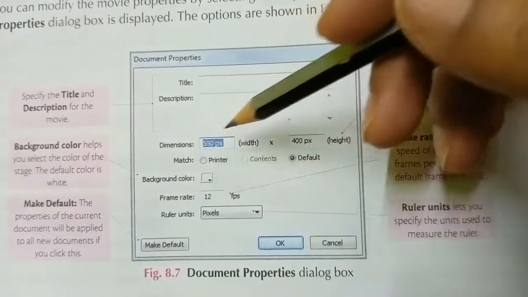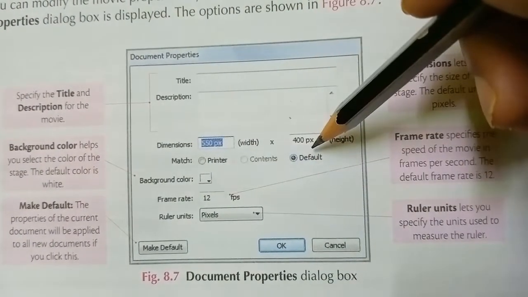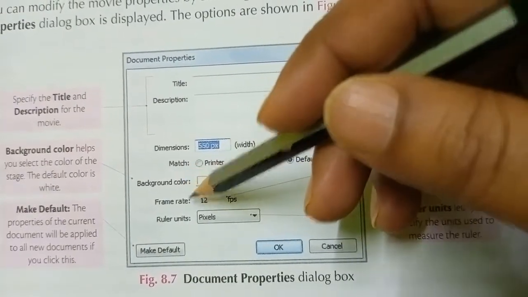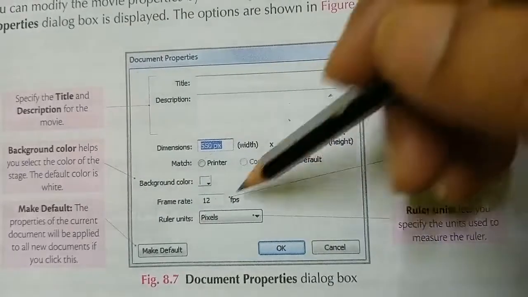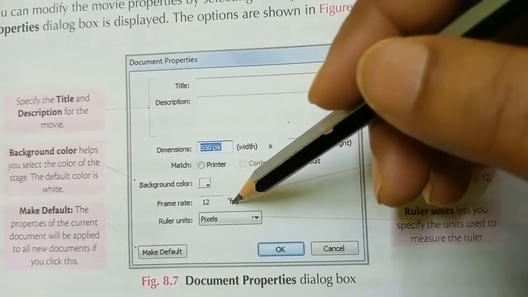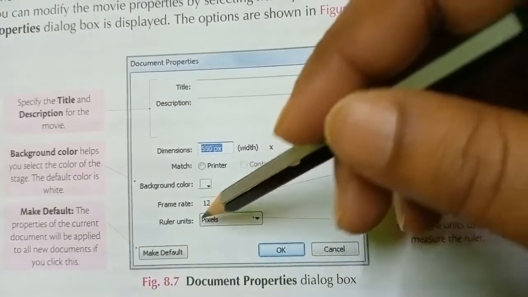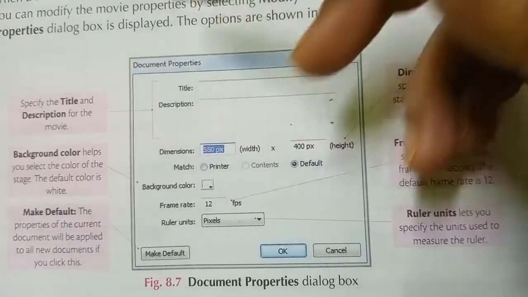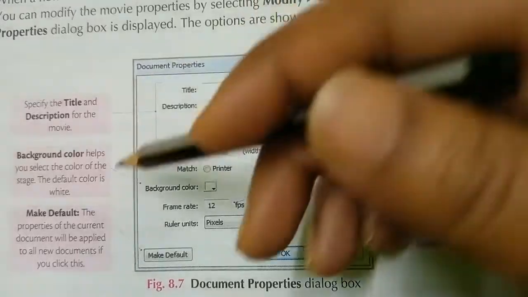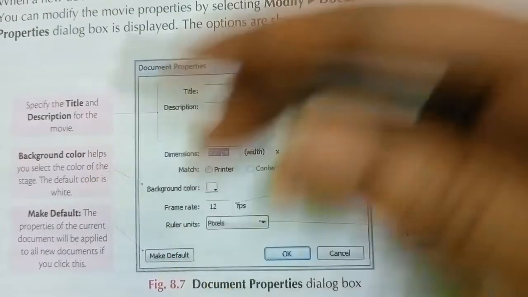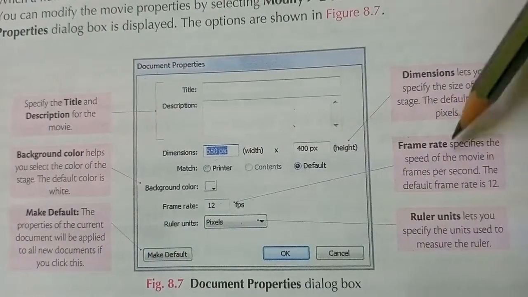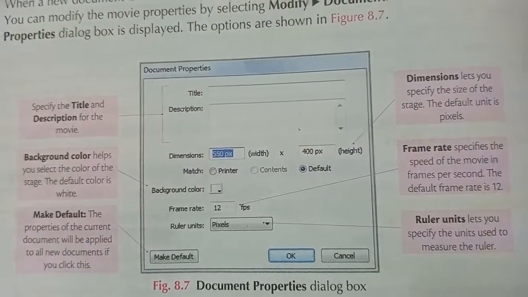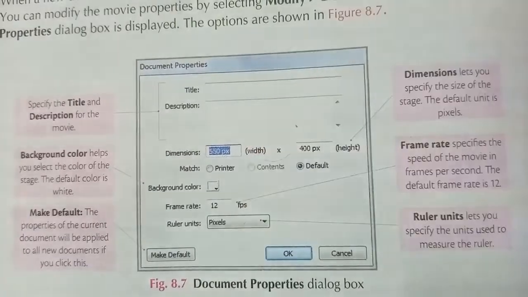Then you can change things like the dimensions of the document and the background color, which is white by default. The frame rate is 12 fps, so by default the frame rate is always 12 fps. By default the ruler unit is always pixel, as you have just seen on the previous page. These are the default settings: the background color is always white and the frame rate is always 12. So these are the default settings already done. If you want to change the settings, you can do it here.